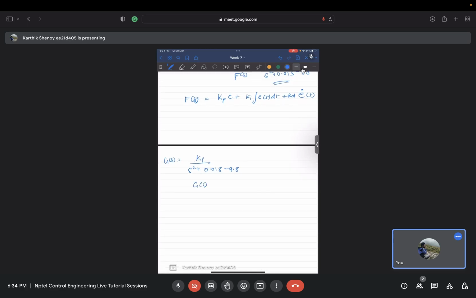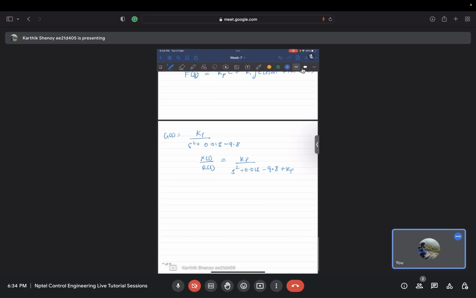G of s, let's take the closed loop transfer function. Before drawing the root locus, we will just take the closed loop transfer function, that is G of s. So the output will be X of s by R of s, which will be equal to Kp by s square plus 0.01 s minus 9.8 plus Kp. So what is it going to be?